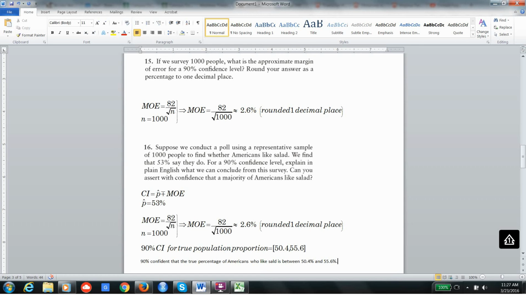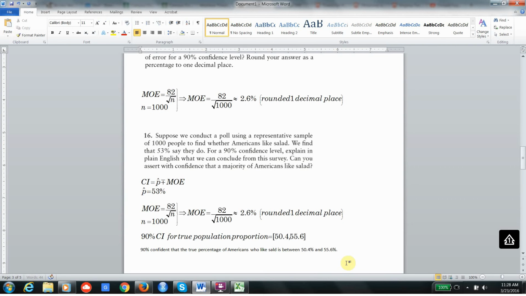And can we assert with confidence that the majority of Americans like salad? Well, what's the majority? Over 50%. And I'm 90% confident that I'm in this interval, so I'm 90% confident I'm above 50%, so I would say yes.